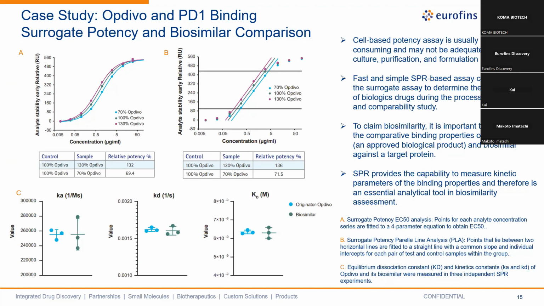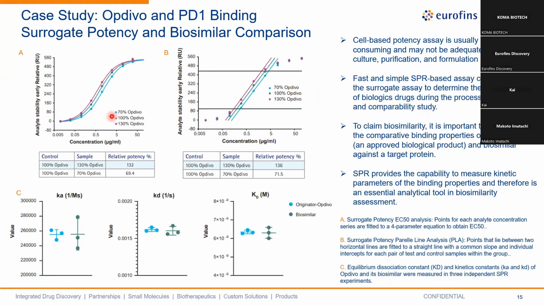That you need the information very quick. Like if you change the cell culture parameter, you change the purification parameter, you change the formulation, you want to see the data very quick, right? In this case, using cell-based potency is not realistic because it takes probably a couple of days, even many hours to get the data. So it's not very realistic, as you cannot have the cell culture hold for that long. So in this case, the fast and simple SPR-based assay can be used as a surrogate assay to determine the relative potency of a biological drug during the process development and then comparability study.